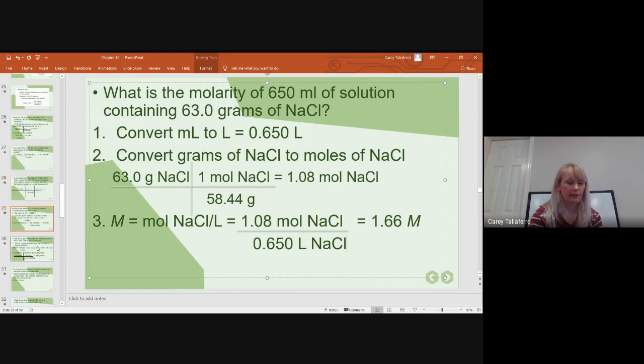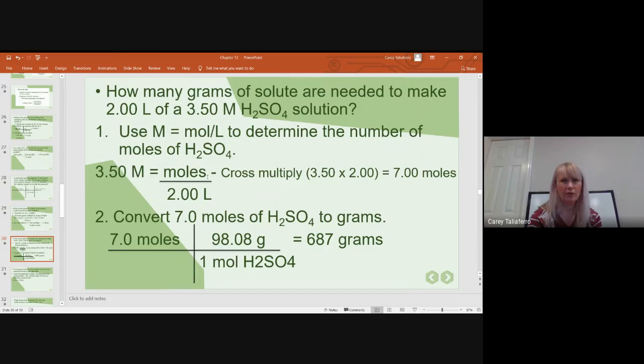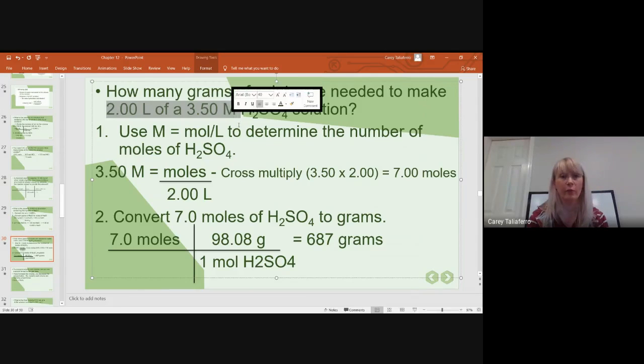Okay. Lots of variety with problems here. So here's another one. This time, I need to know the mass I need. Sometimes you know what the outcome should be. You just have to know what to start with. So sometimes, like in this question, I said how many grams of solute, meaning I'm making a sulfuric acid solution, so H2SO4. How many grams of H2SO4 do I need in order to get 2 liters of a 3.5 molar concentration?